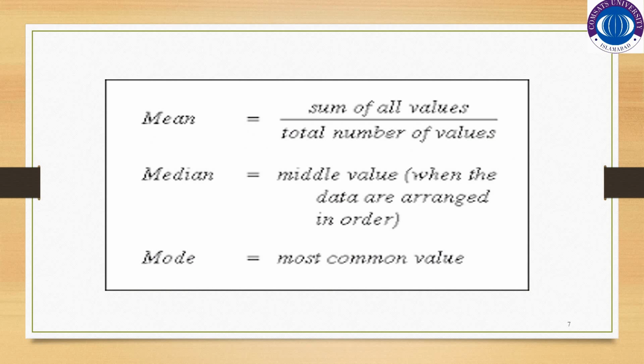Now, what is mean? Mean is same as the average we have been calculating. Sum of all the observations or the values divided by the total number of the values. What is median? Median is a middle value when the data set is arranged in an order. And what is mode? Mode is the most common value or most frequently occurred value of data set.